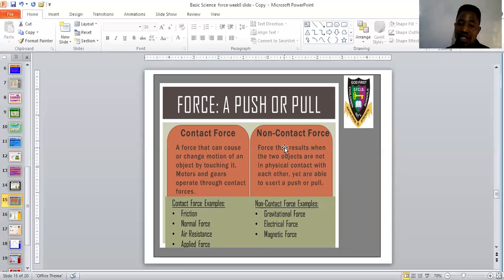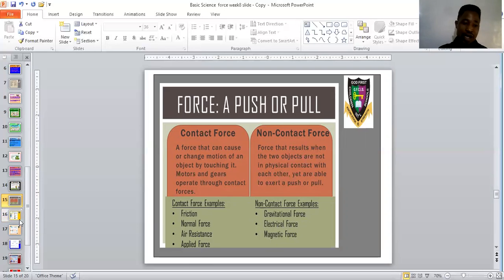Non-contact force is a force that results when two objects are not in physical contact with each other, yet are able to exert a push or a pull. Non-contact force examples: gravitational force, electrical force, magnetic force.